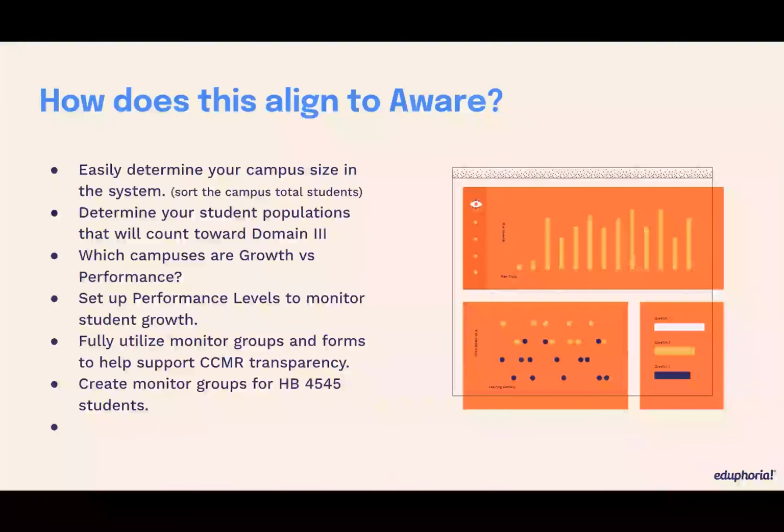You can set up your performance levels to monitor these student growth levels that are projected now. You can also fully utilize monitor groups. So if you want more transparency for that CCMR change, so you really have some extra accountability measures, you can do monitor groups in the system that will help with that as well. And again, that House Bill 4545 group of students is now very important. So we've done a webinar series over House Bill 4545 and Aware, making sure that you do have those monitor groups, because monitoring those kids over time to see which ones are going to count toward extra points for you would be very important moving forward.